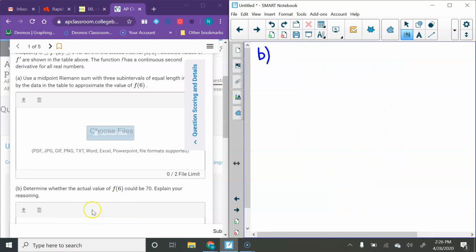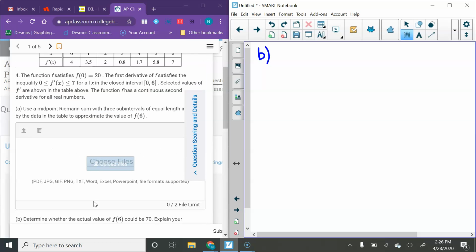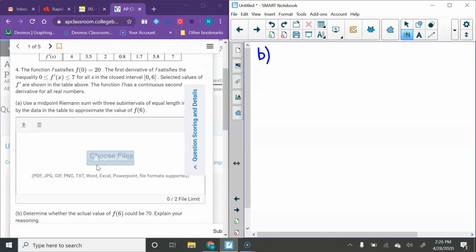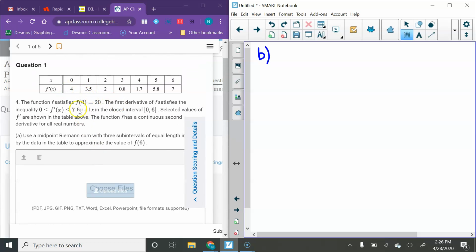To determine whether the actual value of f of 6 could be 60, or could be 70, explain your reasoning. So this is a weird question. It's a little hard to answer, but we are going to use this value right up here. We're told the first derivative satisfies the inequality that 0 is less than or equal to f prime of x, which is less than or equal to 7, which tells me that f prime of x, the very biggest number it could be is 7, so it has to be less than or equal to 7.